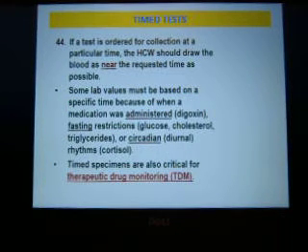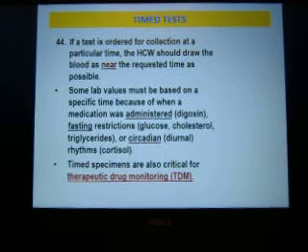Now moving on to timed tests. If a patient is ordered for a collection at a particular time, the healthcare worker should draw the blood as close to that requested time as humanly possible. Some lab values must be based on a specific time because of when a medication was administered, such as digoxin. So we've talked before about timed tests. There are fasting restrictions that deal with your glucose, your cholesterol, and your triglycerides, or circadian factors that we take into consideration, having to do with diurnal rhythms and things like your cortisol.